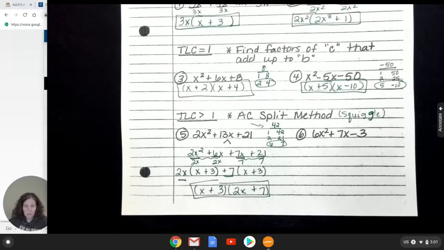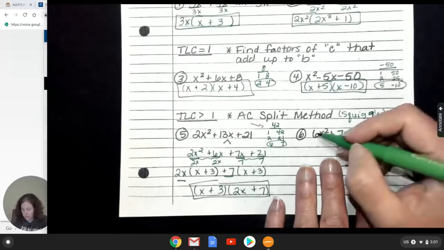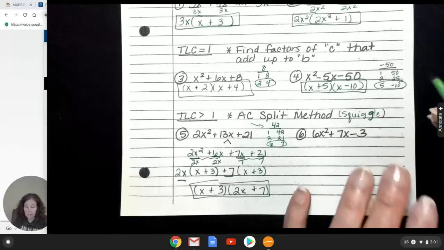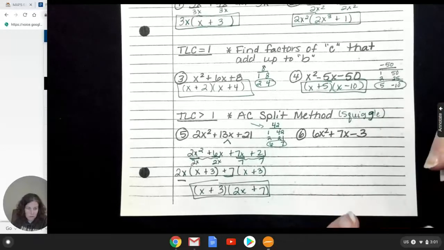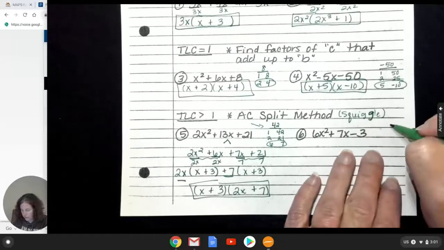All right, so let's try one more that has a negative sign in there. And if you want to pause, try it on your own, and then come back and see if you got it right. That would be a good idea.